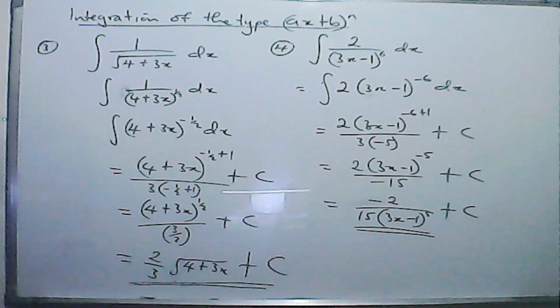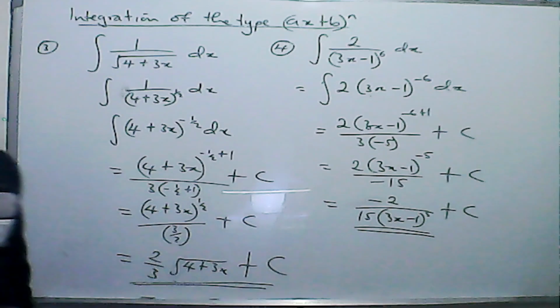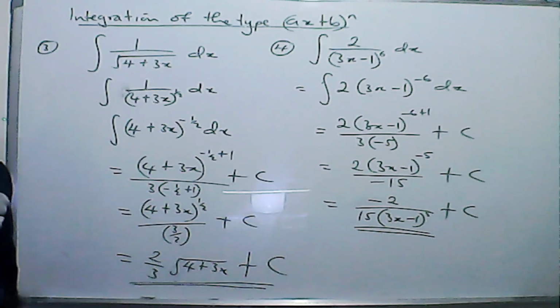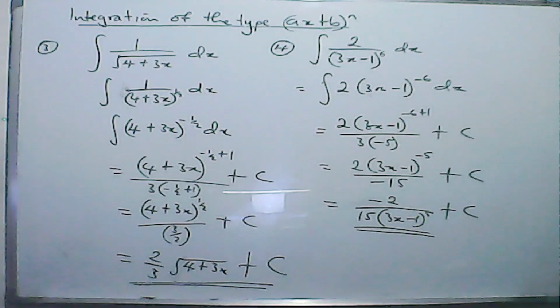So this is how we integrate a function of the type (ax plus b) to the power n. Now you can try to attempt as many questions as you can using the examples that I just gave you. But don't forget, whenever you are integrating, remember I said we have to write the constant of integration, right? Don't forget this part.